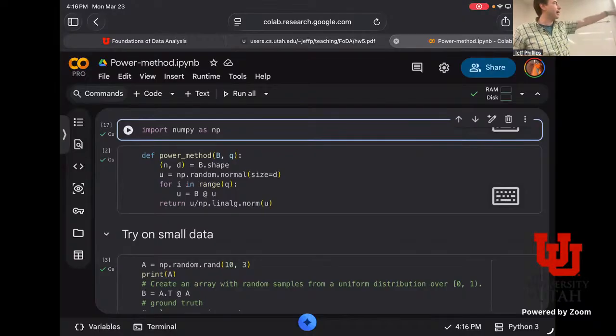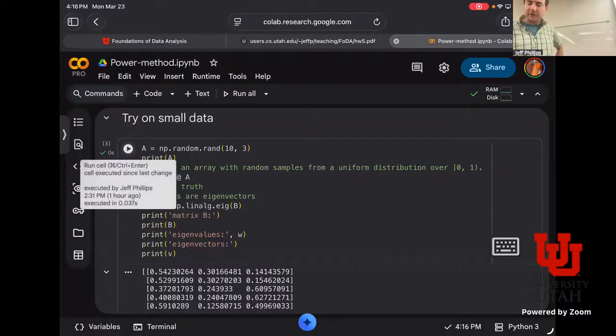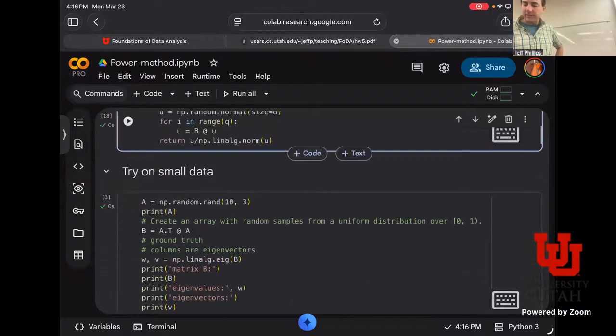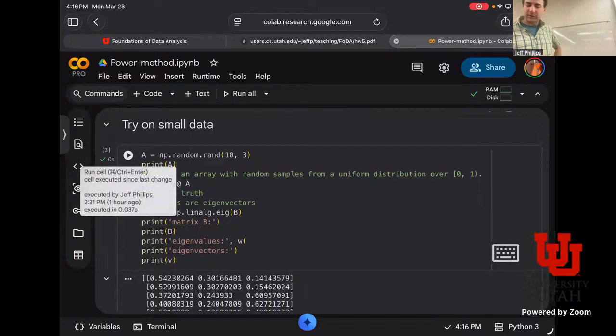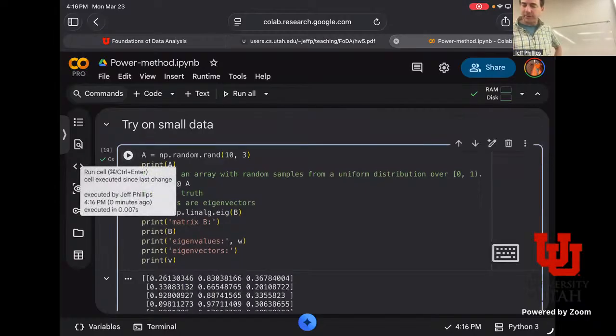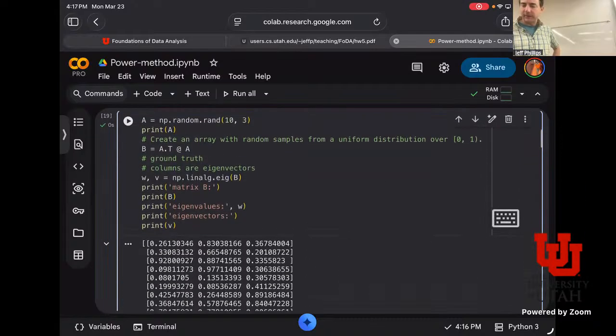And then I multiply by the input matrix B over and over again, and I normalize at the end. So this was just our algorithm. Okay, so let's start with the small data. We're going to start with A as a random 10 by 3 matrix. And I will then get B, in this case instead of M, is A transpose A.